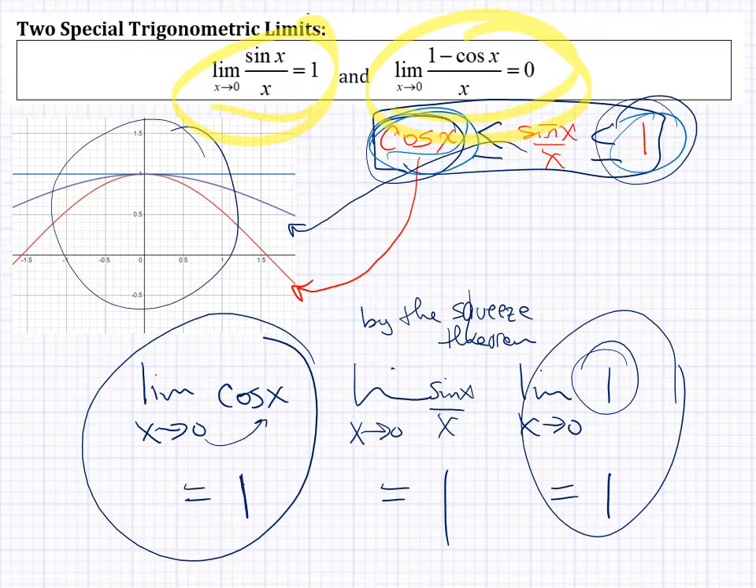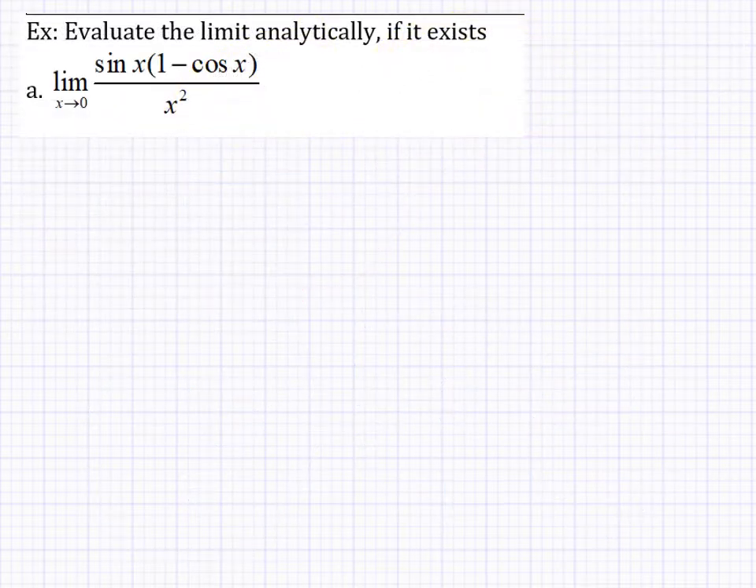Because what we're going to be able to do is use them to do other limits, to show the value of other limits. This other limit here, the limit as x approaches 0 of 1 minus cosine x over x, generally proves a lot the same way. Right now I want to just jump into using them. So here's a very easy example.